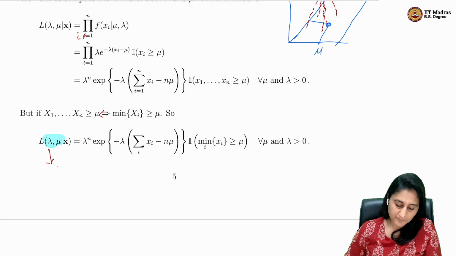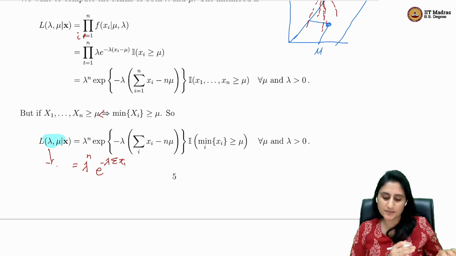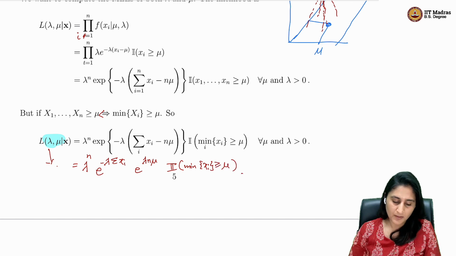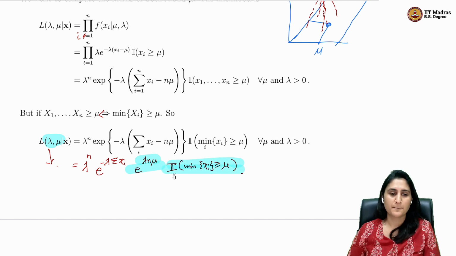Okay. Now this thing as a function of mu is nothing but lambda to the power n, e to the power minus lambda summation xi. That part doesn't have mu. And then e to the power lambda n mu. And then the indicator that the minimum of all the xi's is greater than or equal to mu. Okay. But now this is one part that has mu and this has the other part that has mu.